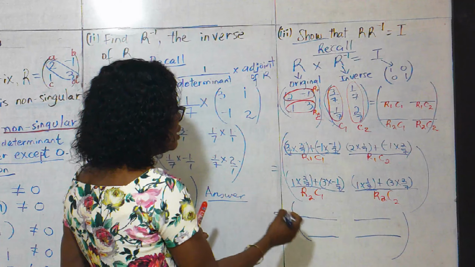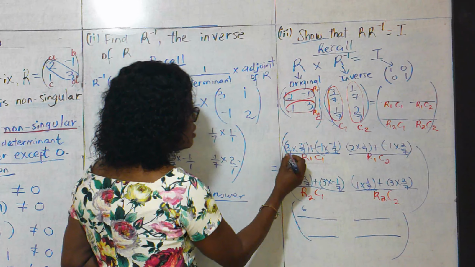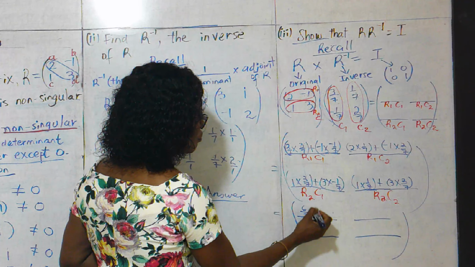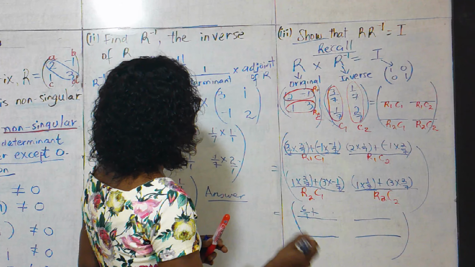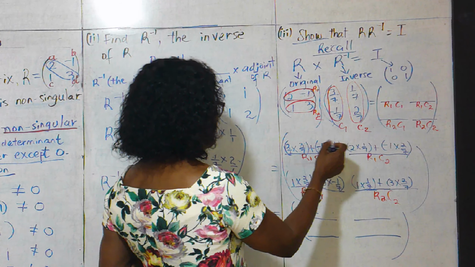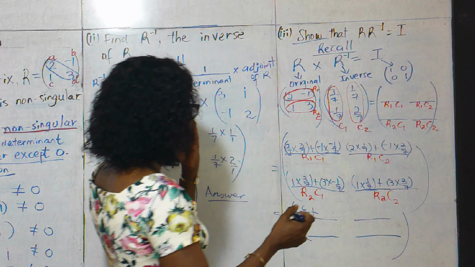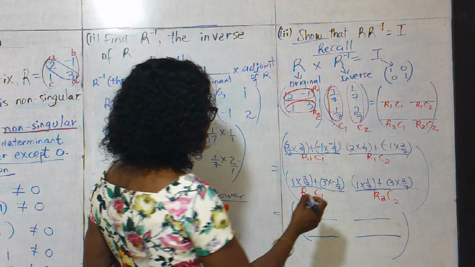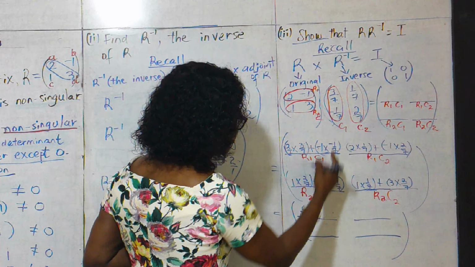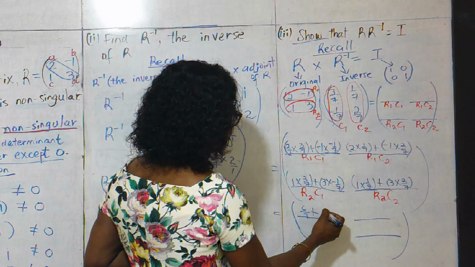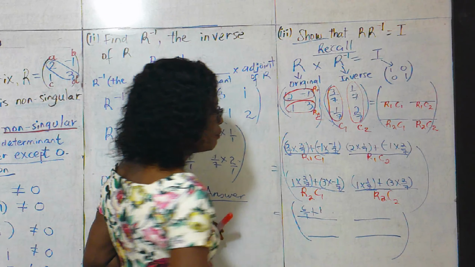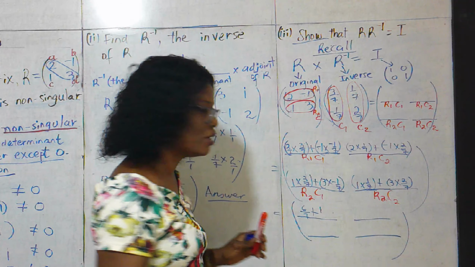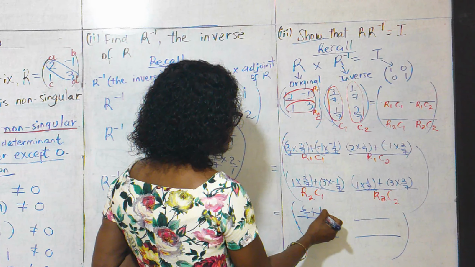2 times 3 is 6. 7 times 1 is 7. Plus, negative times negative is a positive 1. Negative times negative is positive 1 over 7.